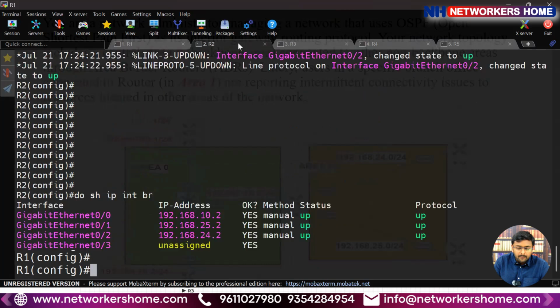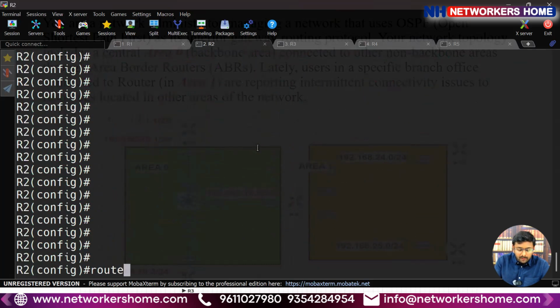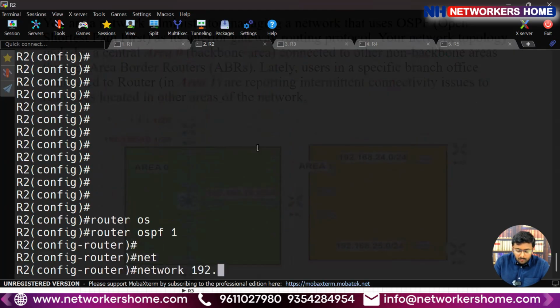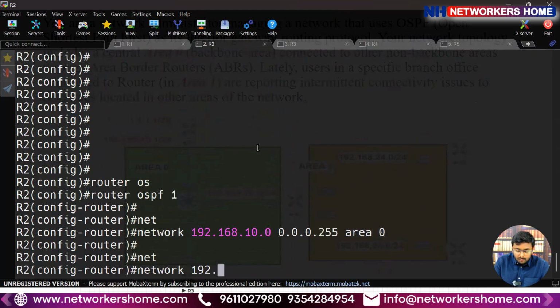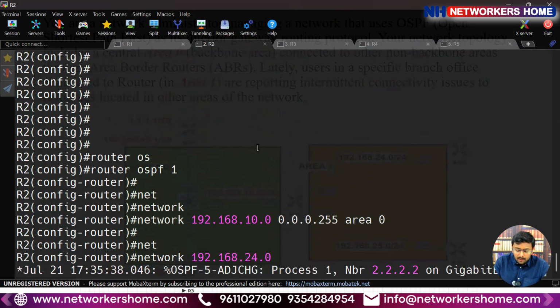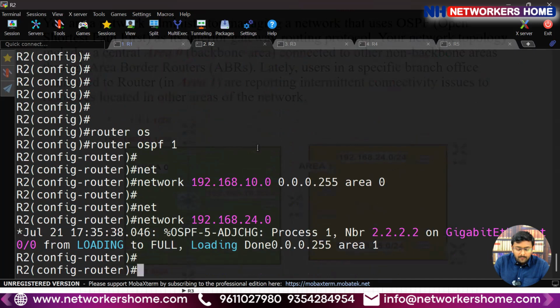Come to the second one. On router 2, we will give router ospf, process ID, let's say 1 only, and network 192.168.10.0 with 0.0.0.255, and area is going to be 0. Same, network 192.168.24.0 with 0.0.0.255, and this time area 1.